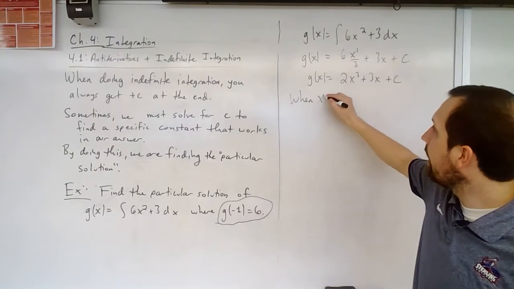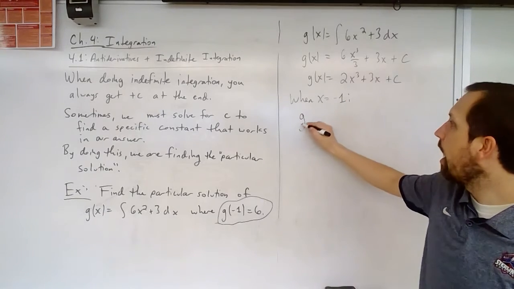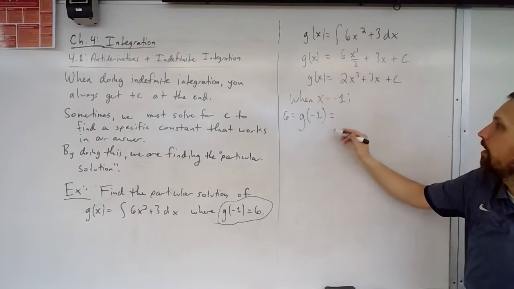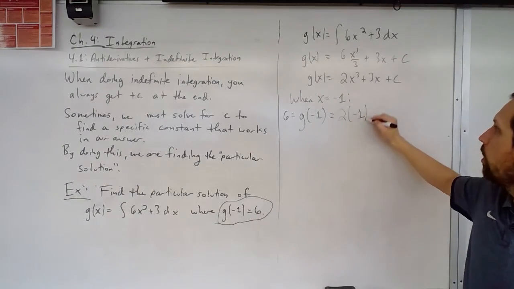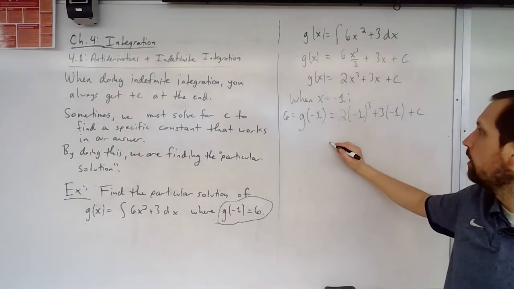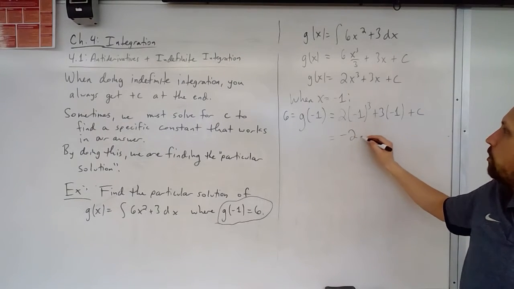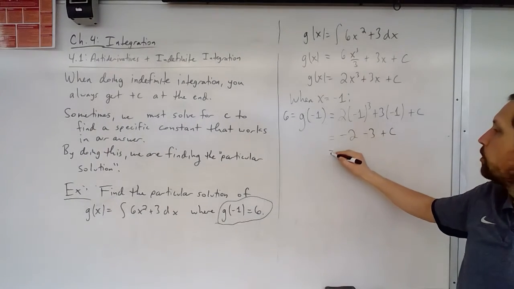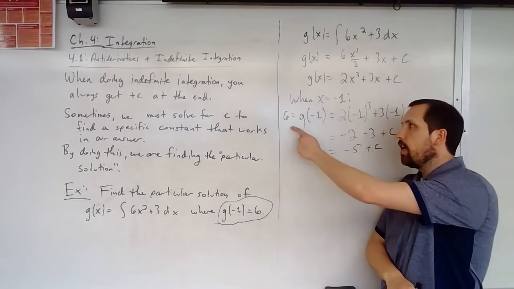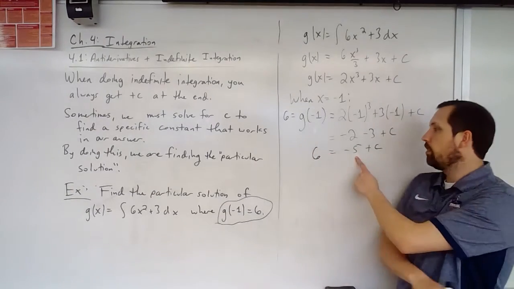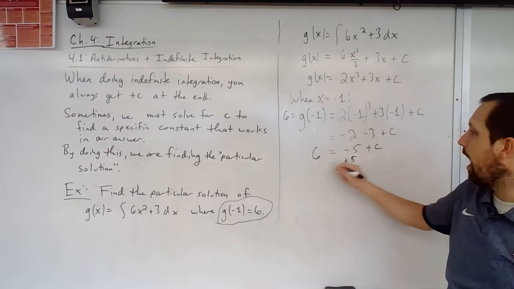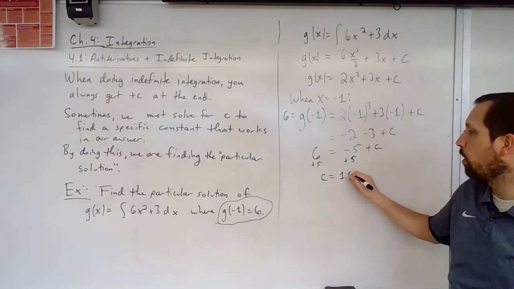So let's see what happens if I plug in negative 1. When x is equal to negative 1, I have 6 is going to be equal to g of negative 1. So I plug this in. I have 2 times negative 1 cubed plus 3 times negative 1 plus a constant. So this becomes negative 2 minus 3 plus c, so I have minus 5 plus c. So this g of negative 1, we know that equals 6. That means that 6 is equal to negative 5 plus c. So only one c value is going to work. So obviously by adding 5, we see that c is equal to 11.